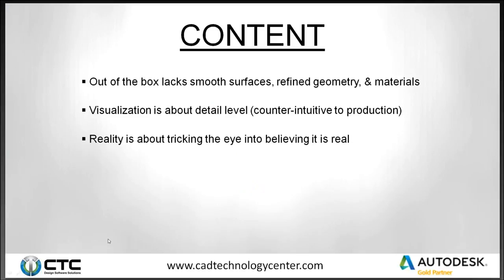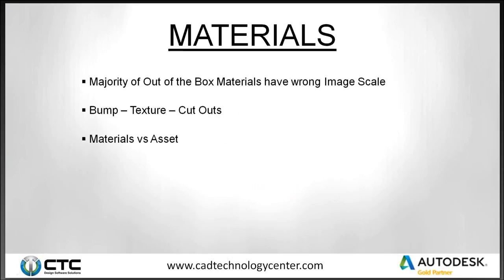Okay. The next thing I want to talk about is materialization. And materials in Revit, I can go on for hours, so I'm just going to have a brief little conversation. But know one thing, the key point I'm going to look at here is the majority of the out-of-the-box content have the wrong scale, or it's using low-resolution images. And so we've got to take a look at that. Know that materials have bump, they have texture, they have cutouts. They should not be just flat.